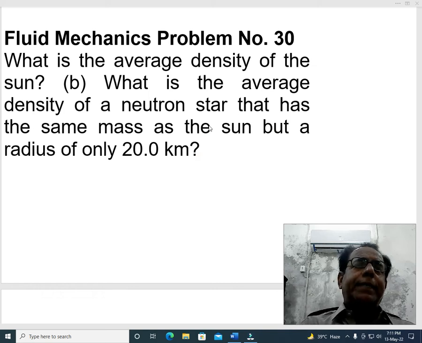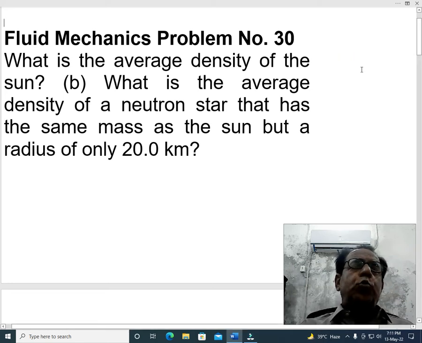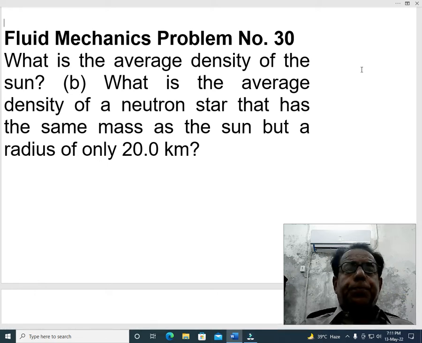This is our next problem. Problem number 30. Fluid mechanics, problem number 30. As usual, we first come towards our statement of the problem. What is the average density of the sun?